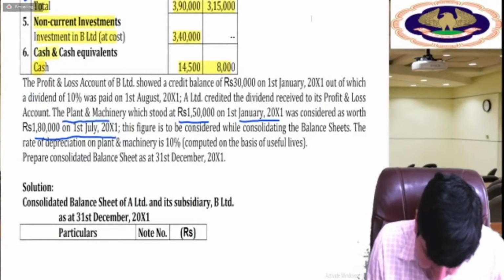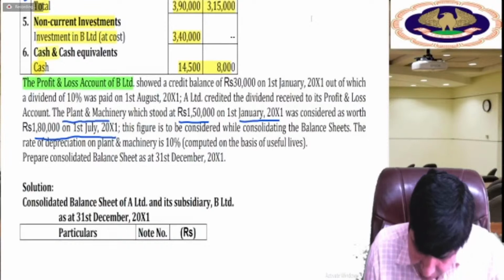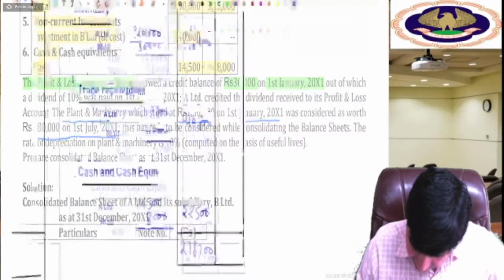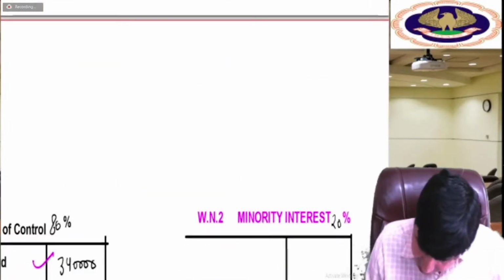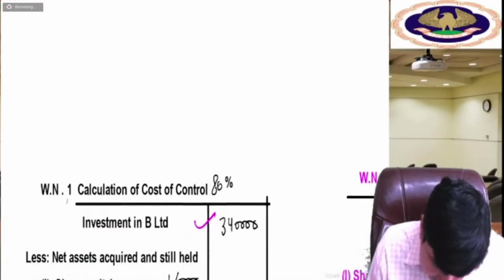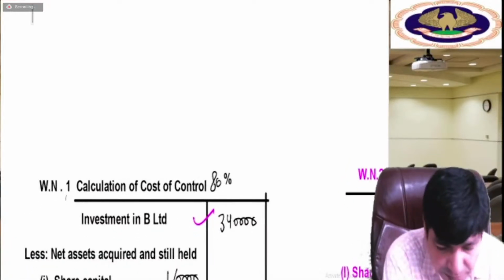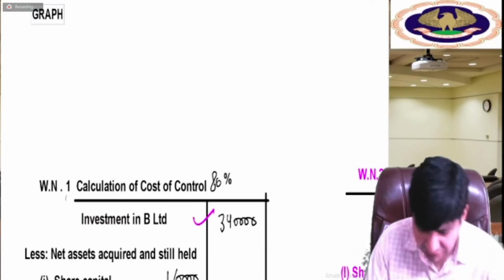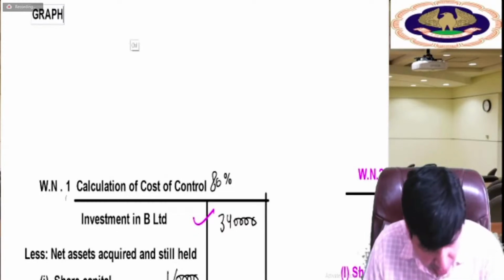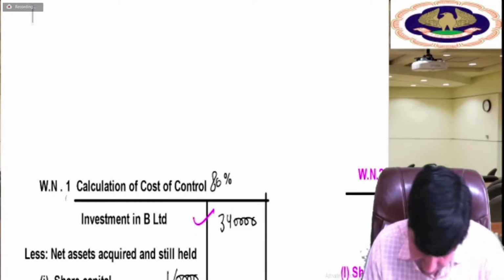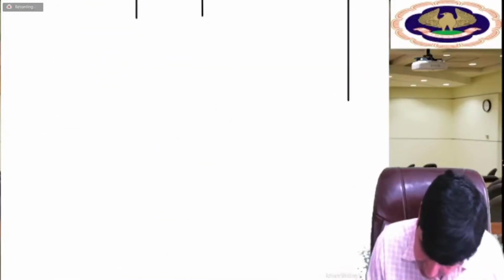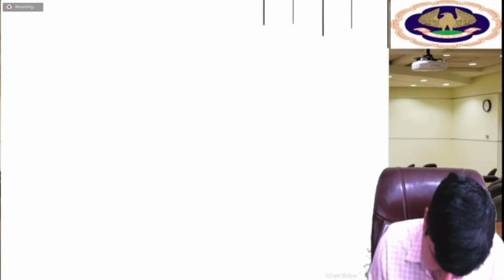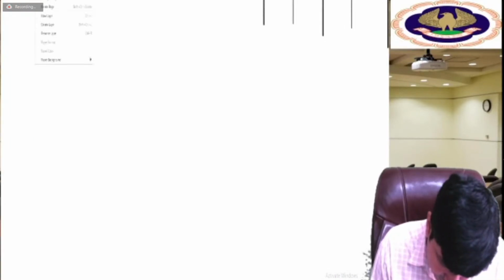So, beta, the profit and loss account of the subsidiary company showed a credit balance of 38,000 on January 1st, 2021. Wait a minute. I am going to prepare a graph here. Everyone, please prepare a graph, that will be more helpful for you. You can give a separate working note, so let's prepare this in a separate working note, that is working note number 5.